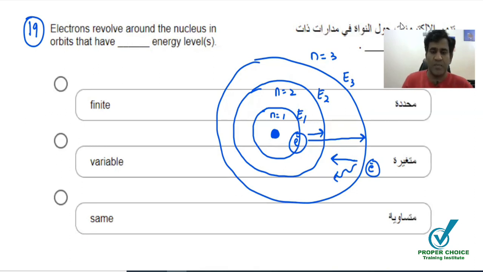So the question here is about their energy levels. They will have variable energy levels, not finite, meaning the same. Rather than saying the same, we can say fixed. They are not fixed, so they are also not the same. That's why we go with the option variable. So this will be the answer to question number 19.